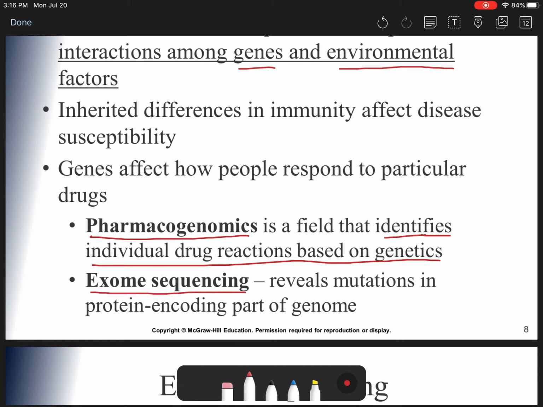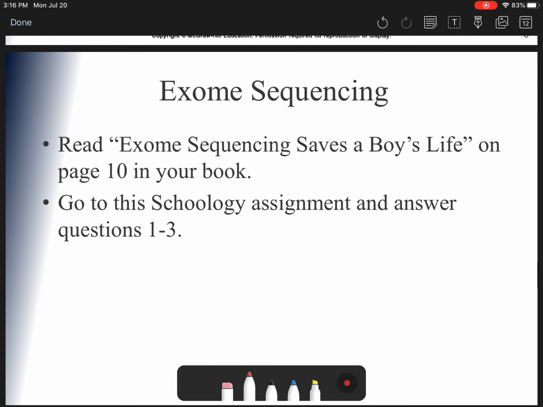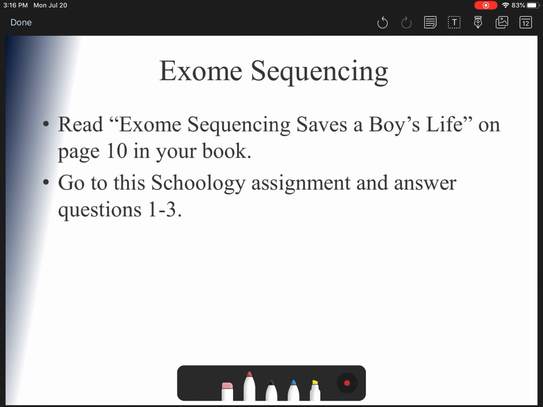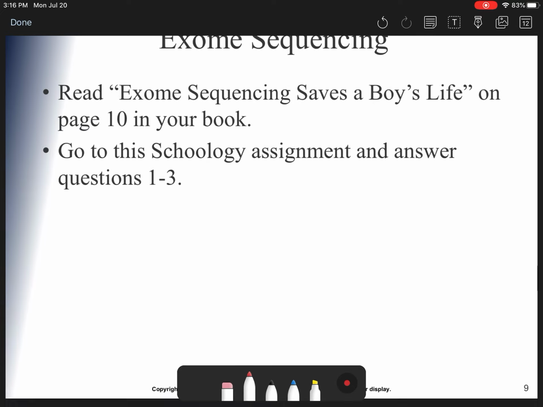Another thing they can look at is exome sequencing, looking at mutations in protein-encoding parts of the genome to see how that may affect an individual. And here's a little assignment that you can do: going to Schoology, where I read about how exome sequencing saved a boy's life on page 10.